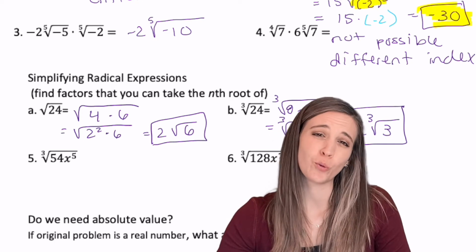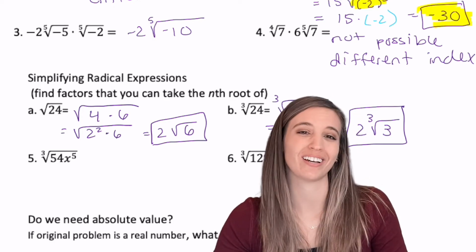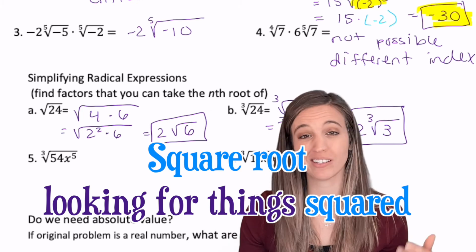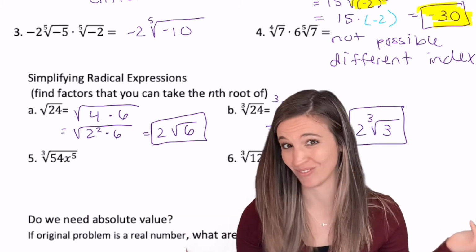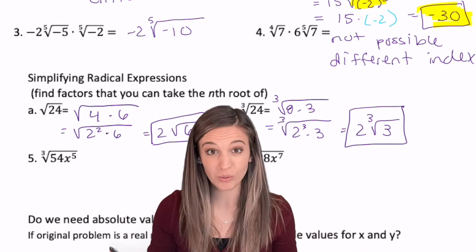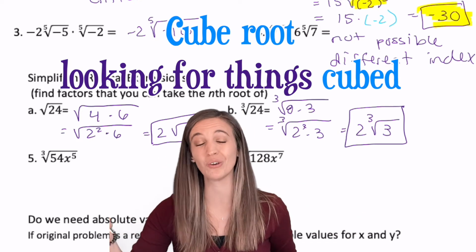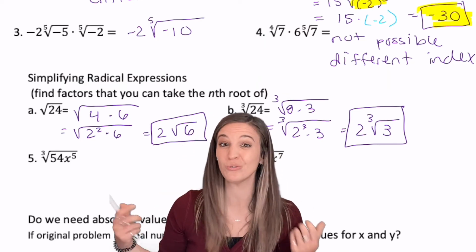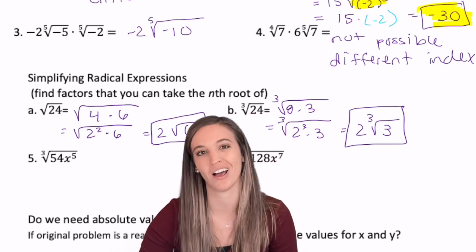So for the square root of 24, I've got 2 root 6, right? It's a square root, so I'm looking for things squared. Well, the only thing I could get squared is the 2 squared, so times 6, so 2 root 6. In B, same thing kind of happened to me. I'm looking for cubes because this one's a cube root. Well, I could get 2 cubed, but times 3, I can't get a cube there. So I can pull out that 2, cube root, 3 left behind.